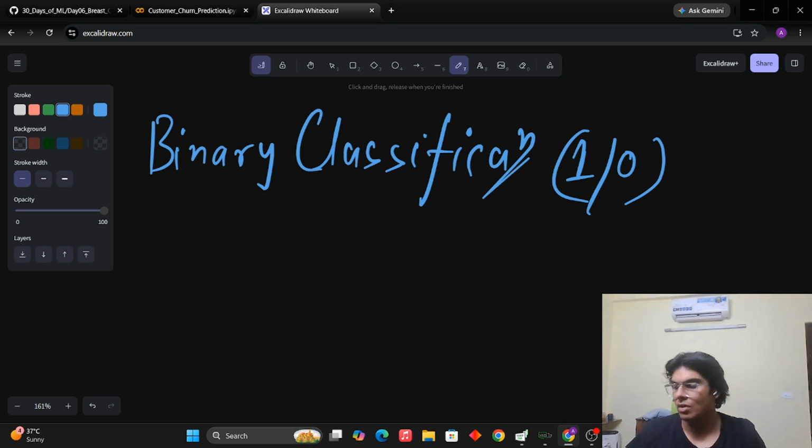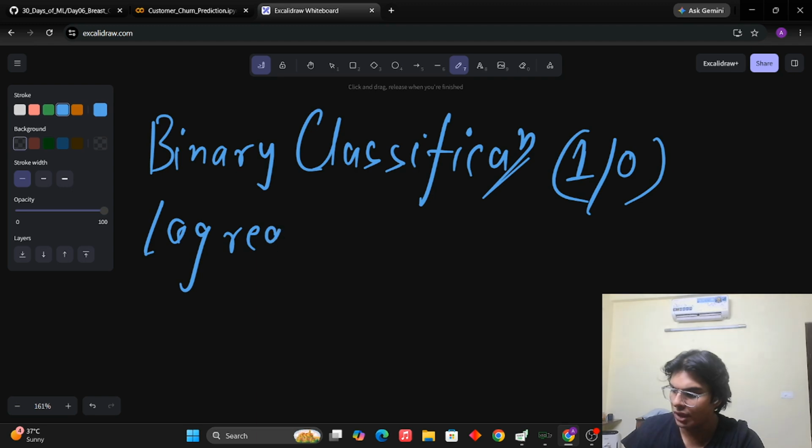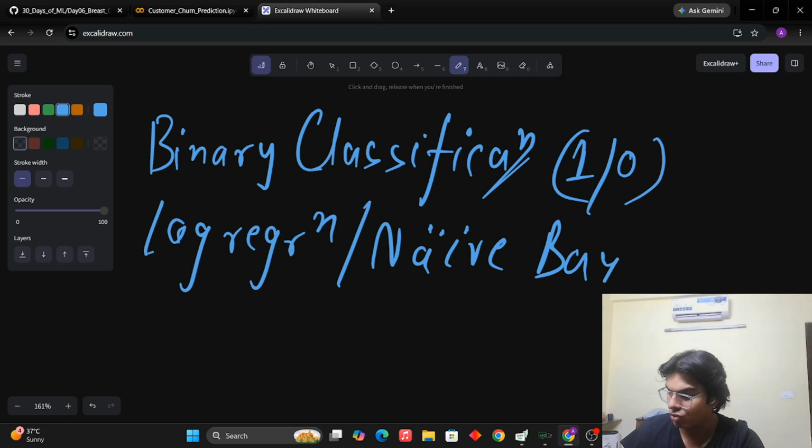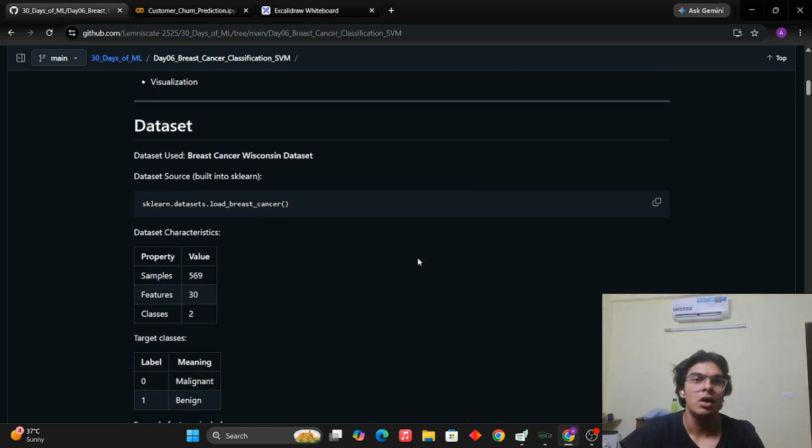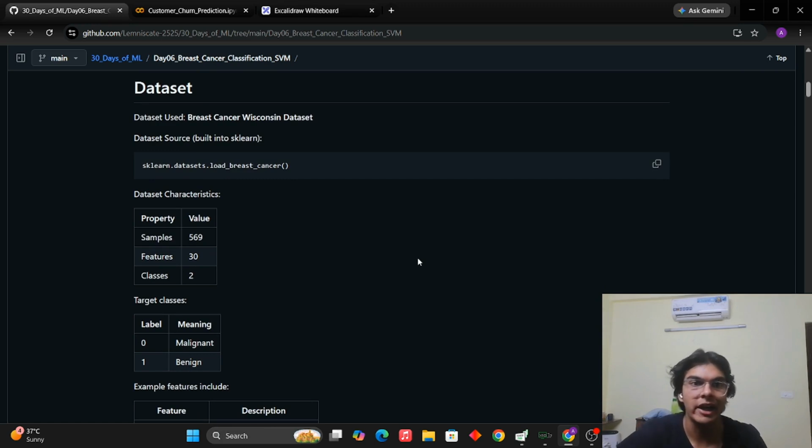So that begs the question, why not something like a logistic regression, which we used in the first model in this repo? Or why not something like a naive Bayes? So there is a very good reason why we have chosen SVM for this specific problem statement. I am getting to that. So the thing is, this starts from the core intuition of SVM. For that, I'll have to take you guys to the data set.